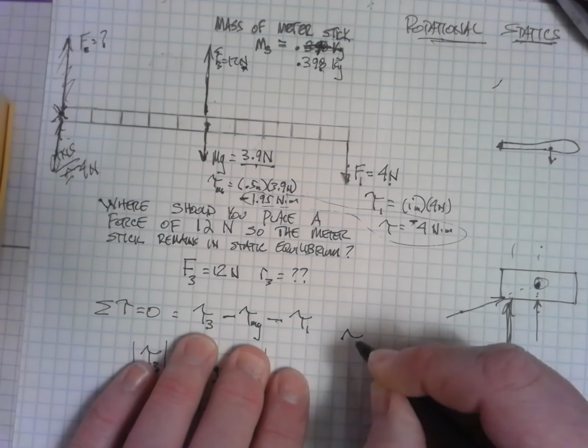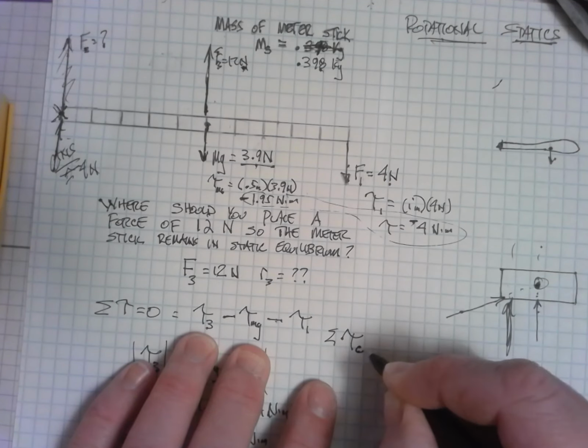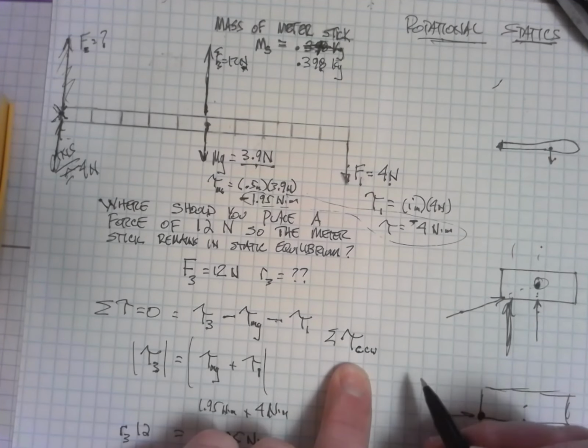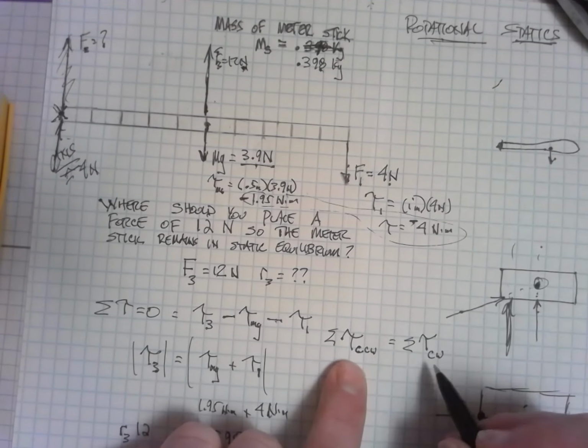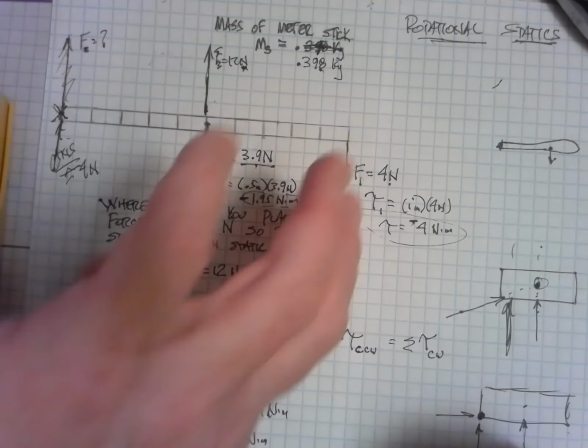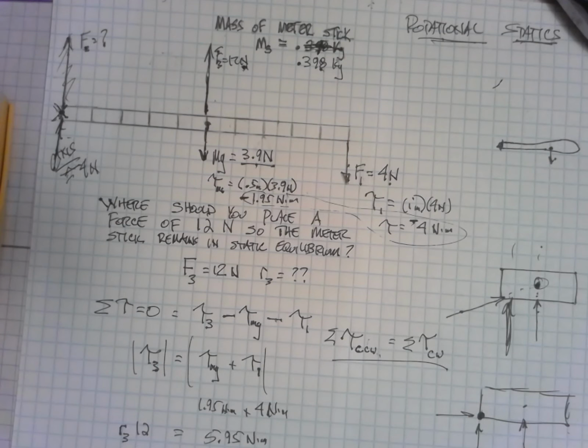is the net counterclockwise torques should equal the sum of the clockwise torques. Right? Everything trying to spin it one way needs to equal everything trying to spin it the other. That's probably the best statement I should have made earlier on here. But not bad.